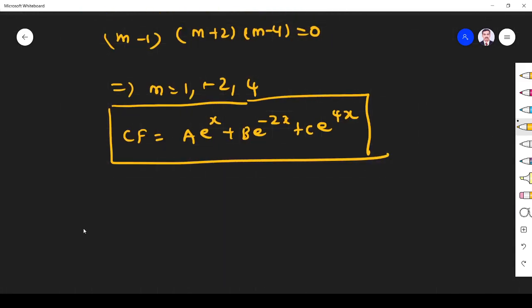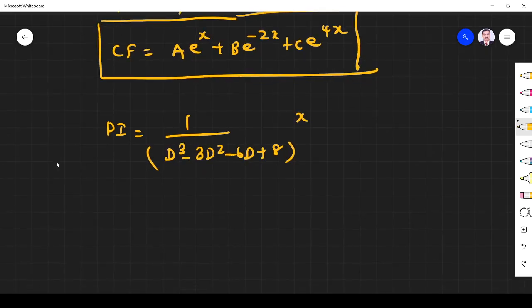We know how to find the particular integral. PI is equal to 1 by the given operator, that is d cube minus 3d squared minus 6d plus 8, into f of x. F of x is simply x. Okay. Now what do we have to do? I have to make it into binomial theorem format. So I want everything in terms of 1 plus x or 1 minus x format.